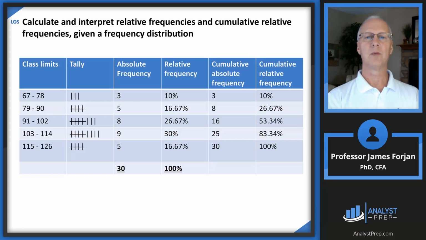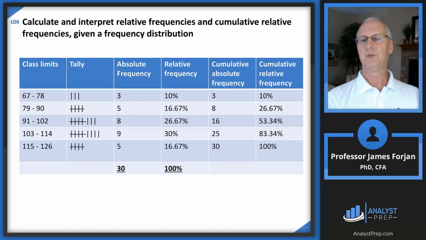So back to our example, let's put together this table. There are our class limits, 67 to 78. So there's our tally, and there's our absolute frequency. There's the 3, 5, 8, 9, and 5 that we had before. Of course, they sum to the 30 CFA level 1 candidates that we interviewed. And then the relative frequency is just each class's absolute frequency over the total. So 3 out of 30 is 10%. 5 out of 30 is almost 17%, and so on. And notice those relative frequencies must sum to 100% because you have 30 out of 30, and that has to be 100%.